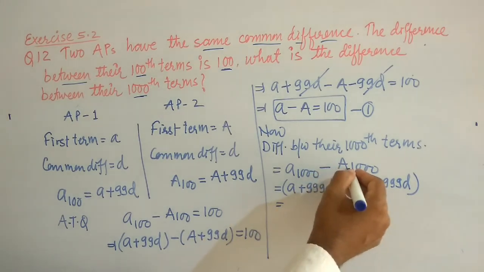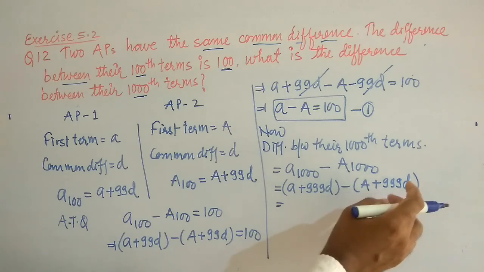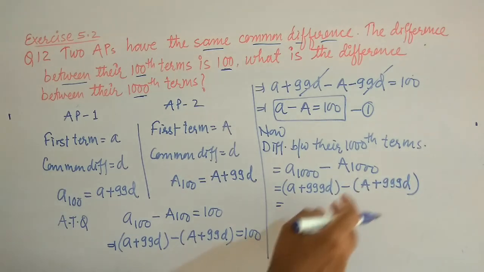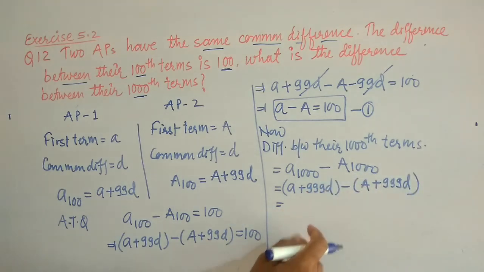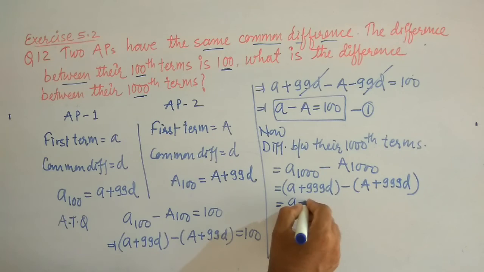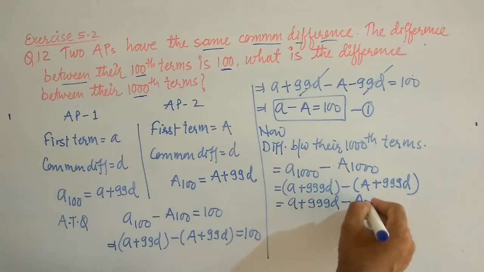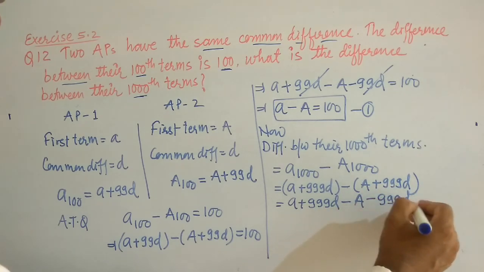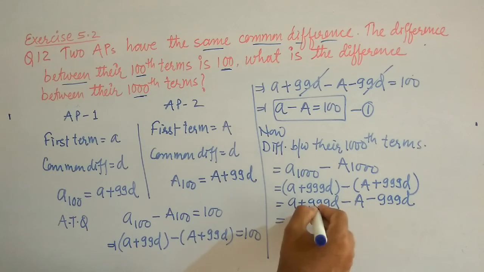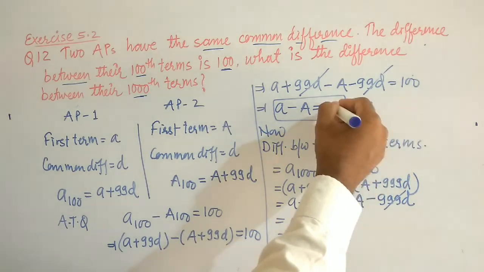जब भी माइनस के बाद अगर हमारे पास मोर देन 2 टर्म्स हो, तो आपको उसको ब्रैकेट में रखना है, क्योंकि जब ब्रैकेट ओपन होगा तो ये माइनस साइन जो है दोनों पे डिस्ट्रीब्यूट होगा. Yes, a plus 999d minus A plus minus minus 999d. Yes, 999d positive, negative cancel, you will get a minus A. And a minus A is what? 100.